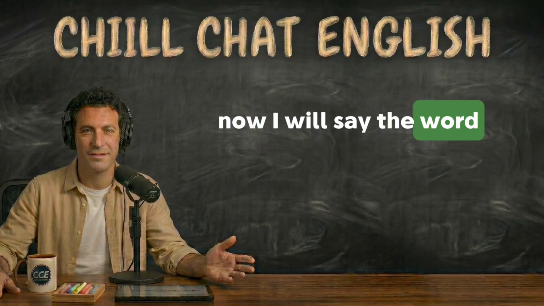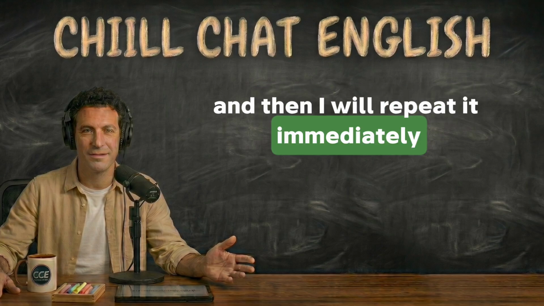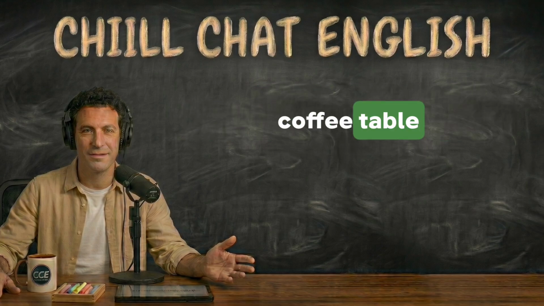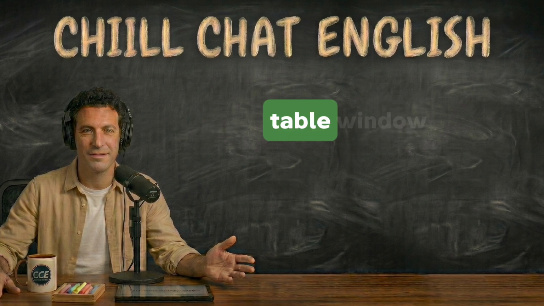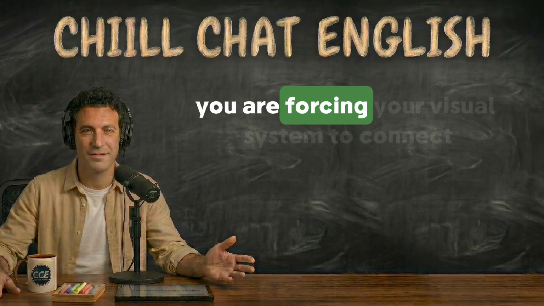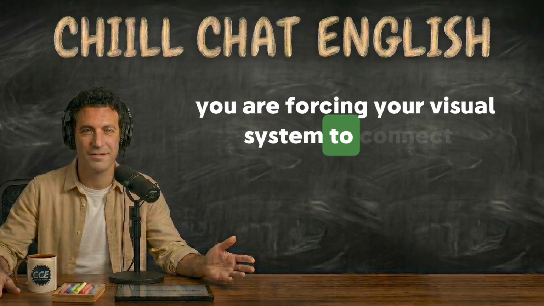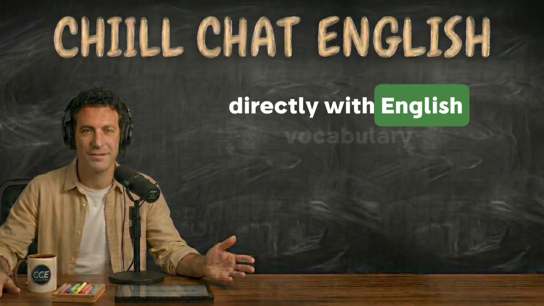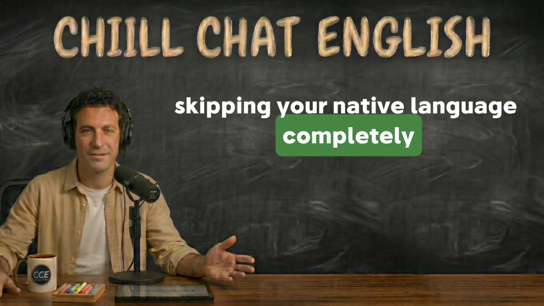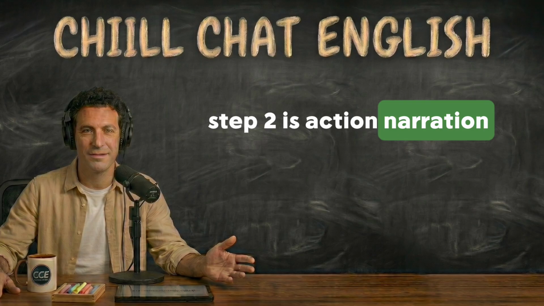I will say the word, and then I will repeat it immediately, so you can shadow it. Coffee, coffee, table. Table, window, window, light. Light. By doing this, you are forcing your visual system to connect directly with English vocabulary, skipping your native language completely.